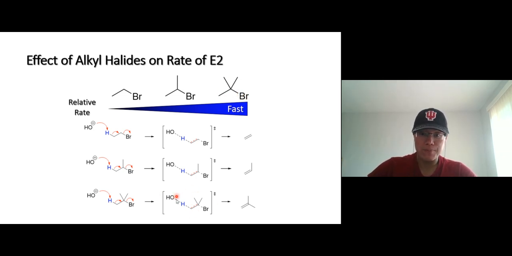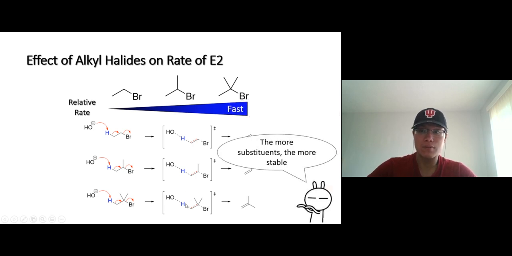So this guy's stable, right? Which means this transition state is stable. The more substituents, the more stable the alkene, if you still remember that, right? So this alkene is the most stable. The transition state is the most stable. So the lowest activation energy, and the reaction goes the fastest.